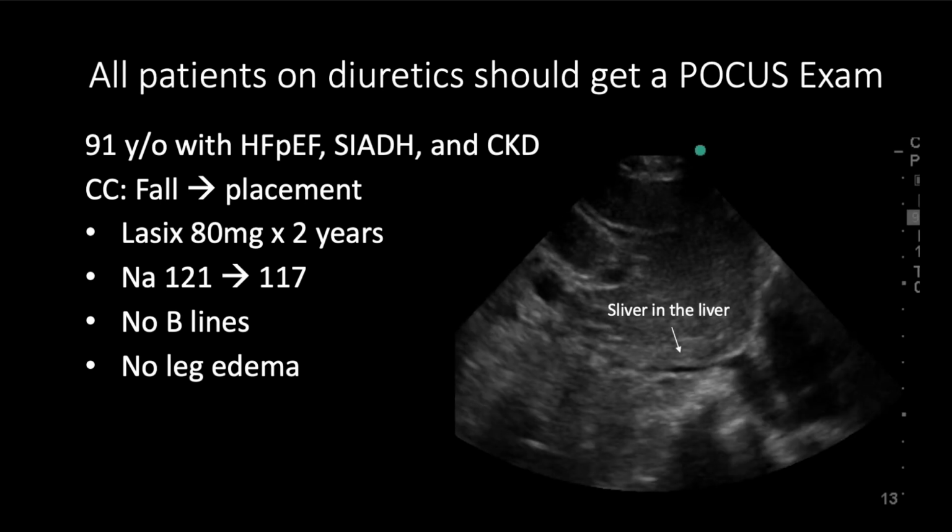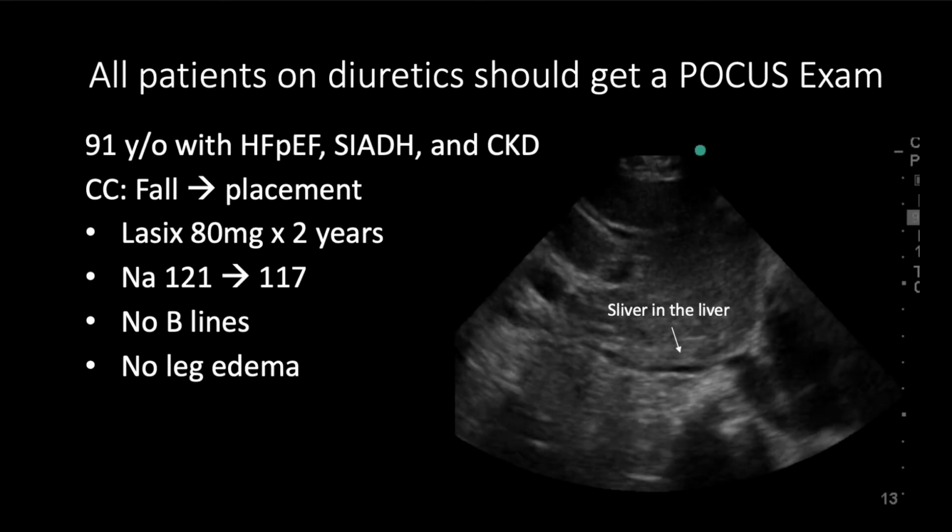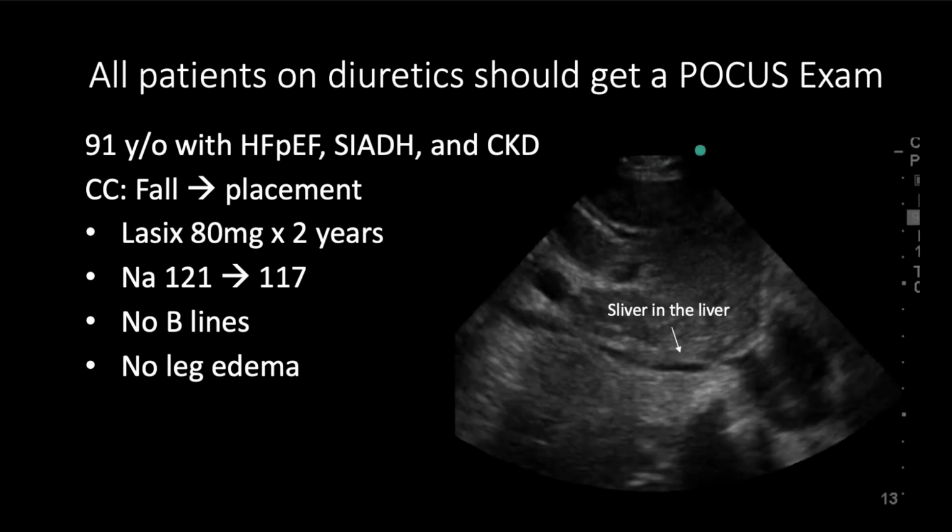Here's one patient who was a 91-year-old male with a history of heart failure with preserved ejection fraction, SIADH, and CKD. All of these are chronic issues. He came in for a fall and was just waiting for placement. He had been on Lasix for about 2 years, and during his hospital stay, it was noted his sodium downtrended from 121 to 117, so we decided to assess his volume status and see where he's at. He had no real active medical problems, but I think it's important to check in on these patients' volume status. He's on a diuretic with potential complications.